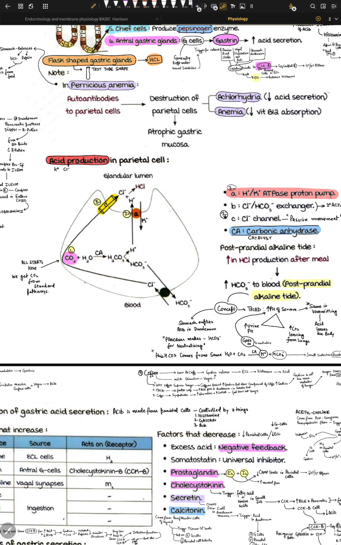Okay. Now H plus ion is pushed inside the lumen with the help of something called H plus and K plus proton pumps. Now these are exchangers. We get one potassium and we push one H plus. And now these are ATPase. They use ATP. So only this pump, the H ion pump, is ATPase. Remember that. And this is passive and this is passive, right?